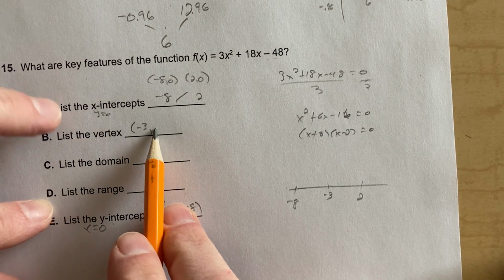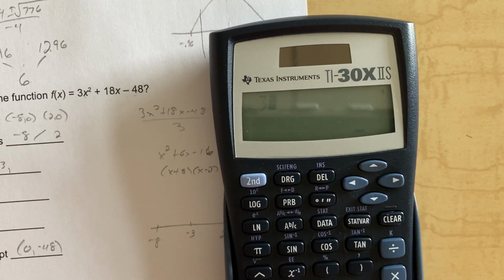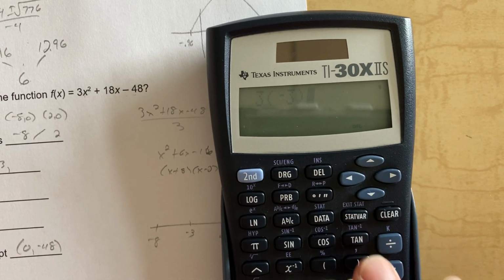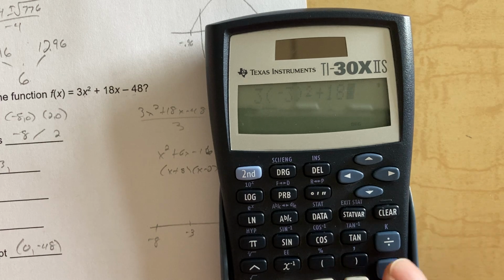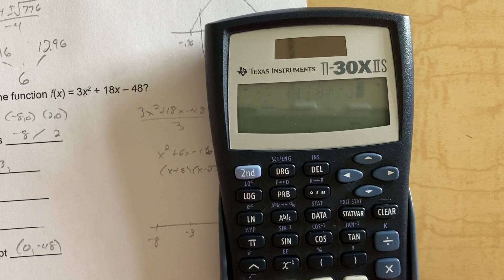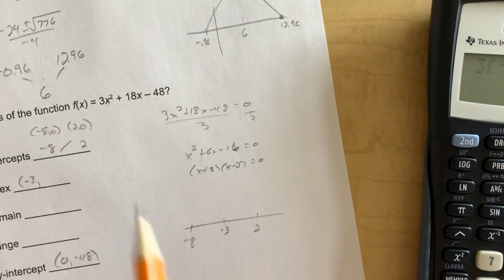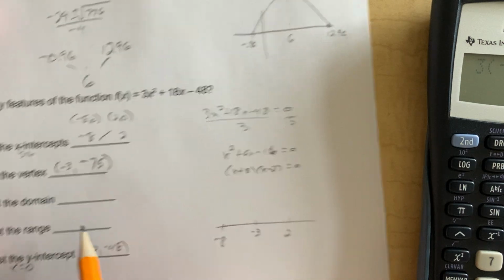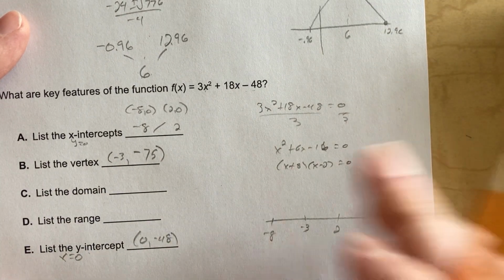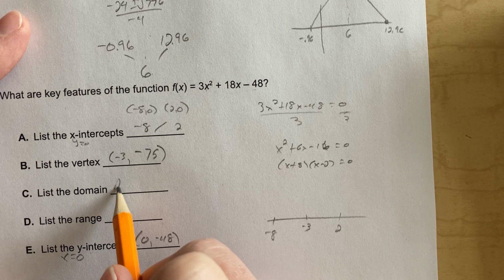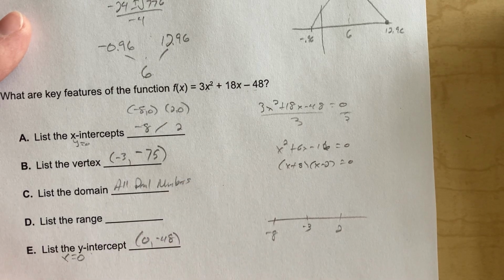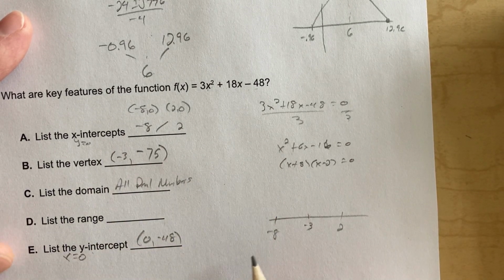As far as the y value goes, I'm going to put -3 into the equation. So I'm going to go ahead and go 3 times -3 squared plus 18 times -3 minus 48, and we're going to get -75 for that. Now, as far as the domain goes, we can put anything we want in for x. There's no restriction there. So we're going to say all real numbers or any number or everything, however you want to say that.